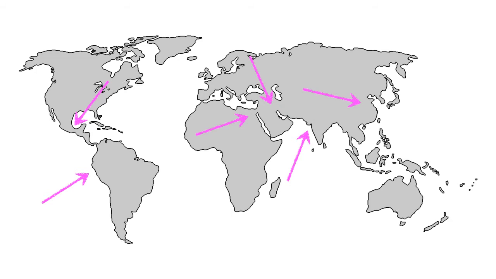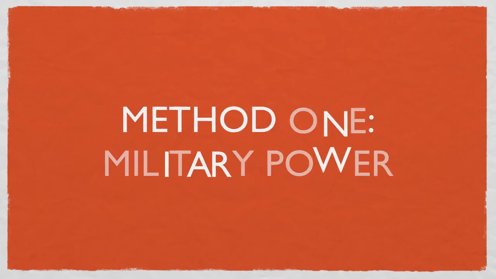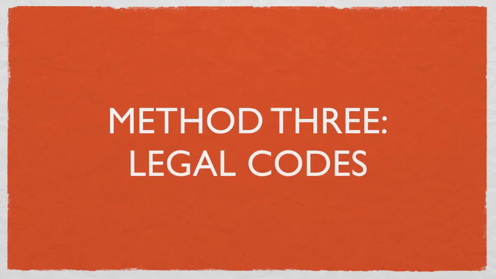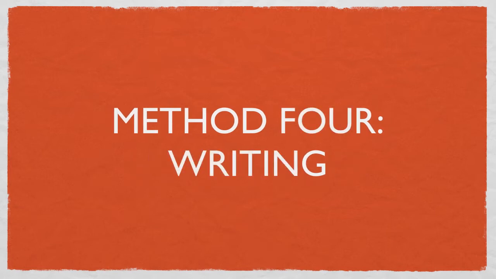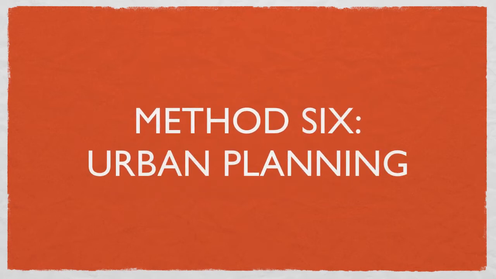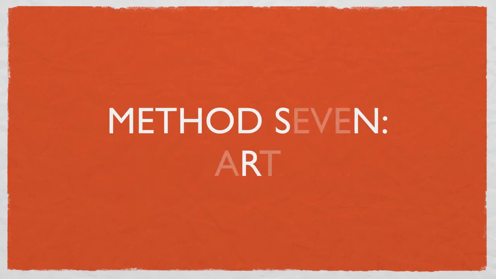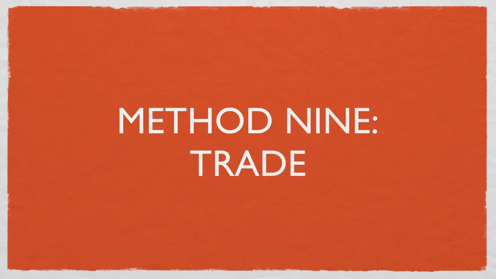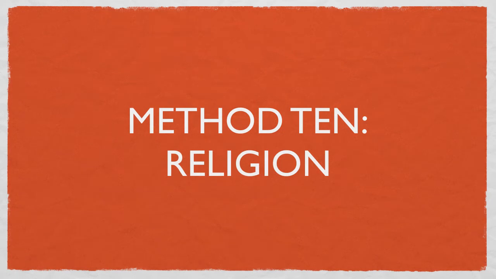Quite independently, these 6 civilizations settled on 10 methods of keeping power: military power, or keeping control through force; social stratification, or organizing society into social classes; legal codes, or having systems of laws that apply to everyone in the society; writing, or recording the important transactions and rules in the society; monumental architecture, or creating great monuments for a religious or a political purpose; urban planning, or organizing the layout of the city in a deliberate fashion; art, or using creative visuals for political purposes; literature, or the recording of ancient stories; trade, particularly trade between various regions; and religion, or using beliefs in the supernatural for political purposes.